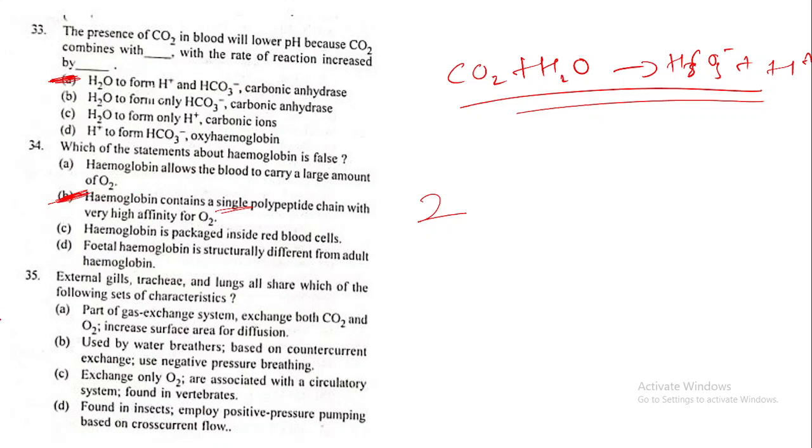External gills, trachea and lungs all share which of the following sets of characteristics? Okay. So, part of the gas exchange system, exchange both carbon dioxide and oxygen, and they increase the surface area for diffusion. This is what all of them do. Just go through the other options and see why they are not right.